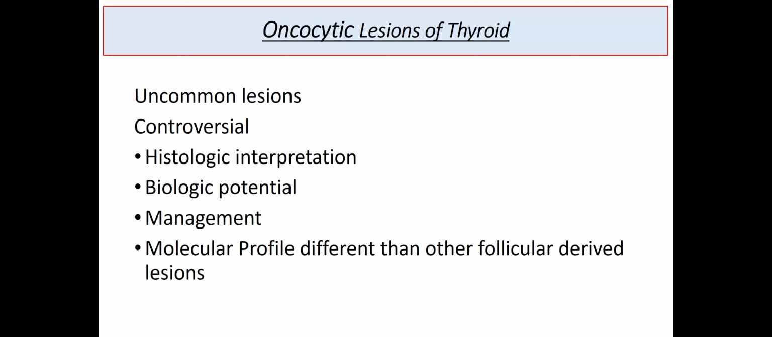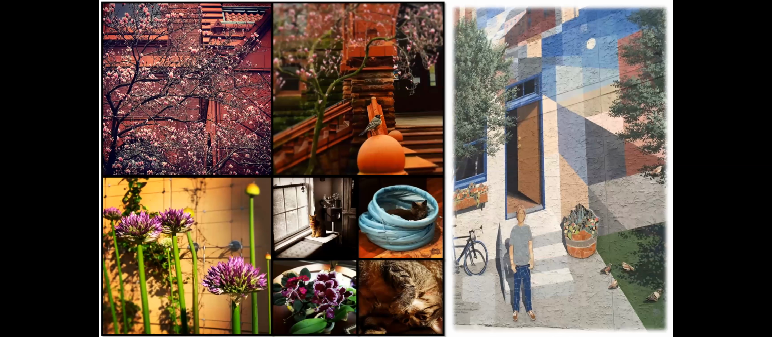So this is the outline I followed. And I think it's important to understand that these tumors can mimic other thyroid lesions, and what is the differential diagnosis for these on FNA as well as the surgical pathology.